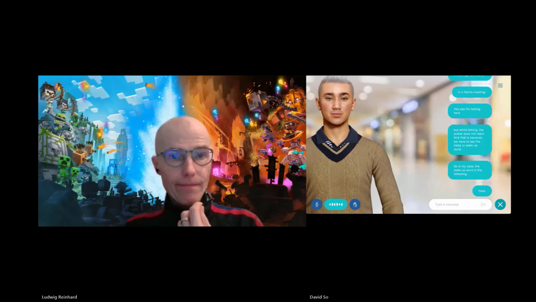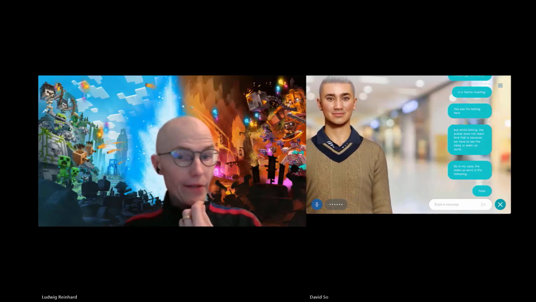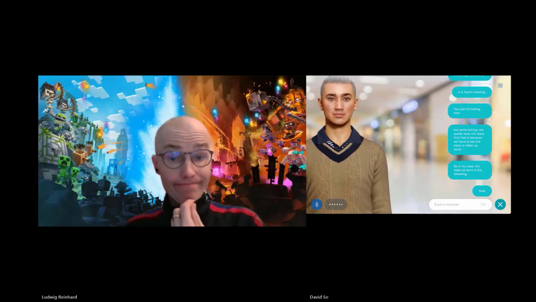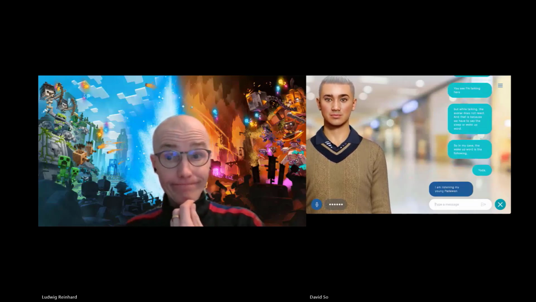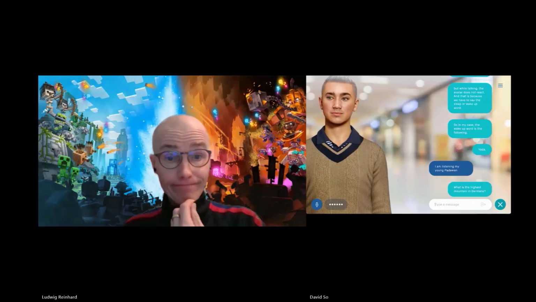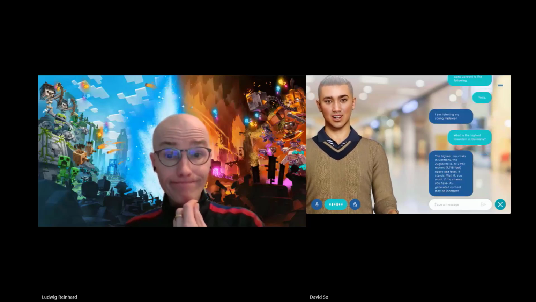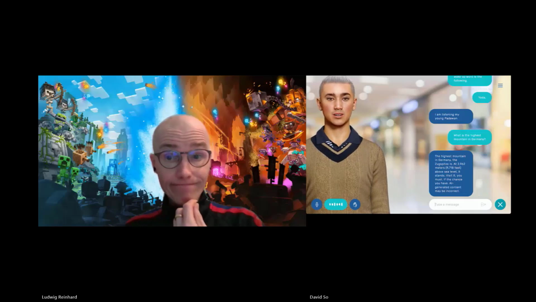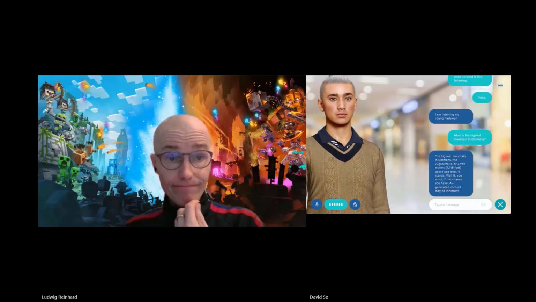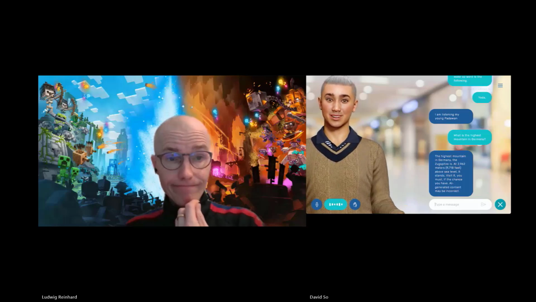I am listening, my young Padawan. What is the highest mountain in Germany? The highest mountain in Germany, the Zugspitze, is at 2,962 meters, 9,718 feet. Above sea level it stands. Visit it, you must, if the chance you have. AI-generated content may be incorrect.